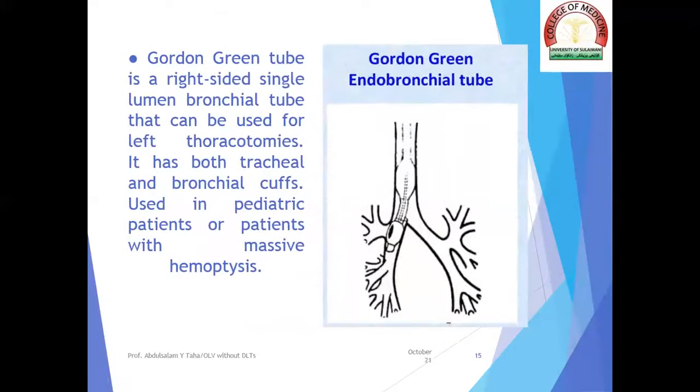Therefore, a specific type of single lumen tube was designed called the Gordon Green endobronchial tube. The Gordon Green tube is a right-sided single lumen bronchial tube that can be used for left thoracotomies. It has both tracheal and bronchial cuffs and is used in pediatric patients or patients with massive hemoptysis. So it is specifically designed for the right side. Therefore, we can see the slit for ventilating the right upper lobe.